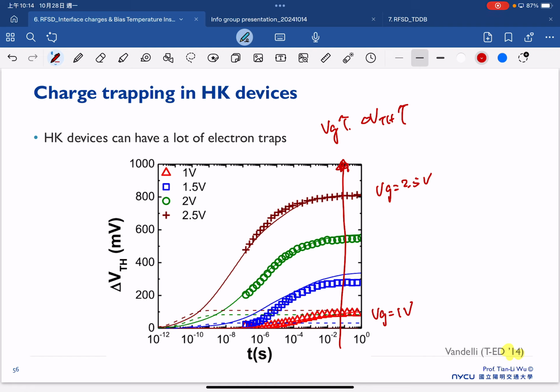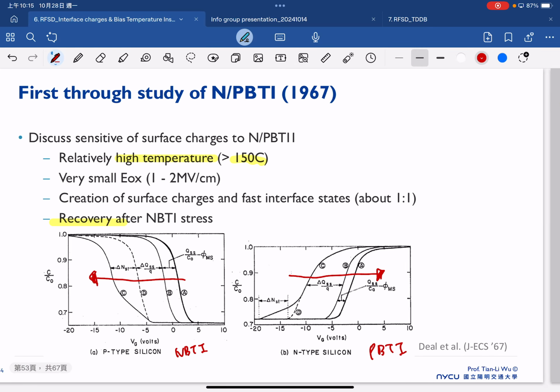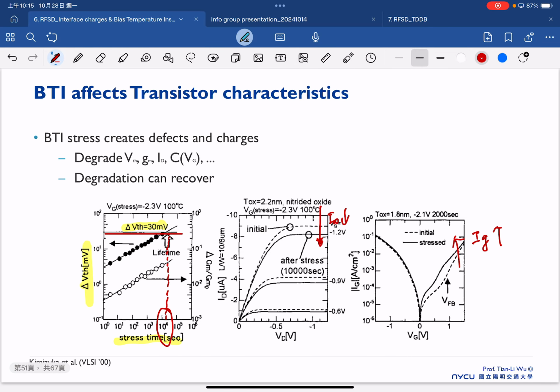But now if we try to use the criteria that we previously talked about to set the lifetime for this device, let's look at this literature. This is a paper published in 2000. So at the moment, the criteria is 13 millivolt. But actually, nowadays, we still set the criteria for 30 millivolt, roughly the same, sometimes 50 millivolt, sometimes 30 millivolt. That depends on your application. But generally, we will set the criteria below 1 volt for sure.